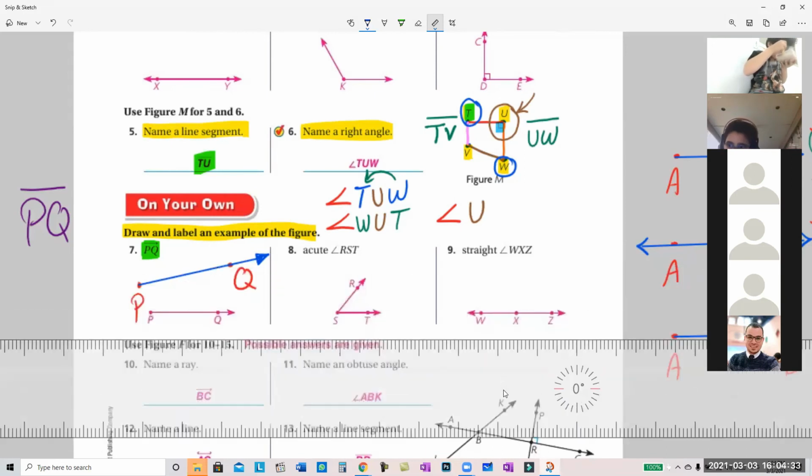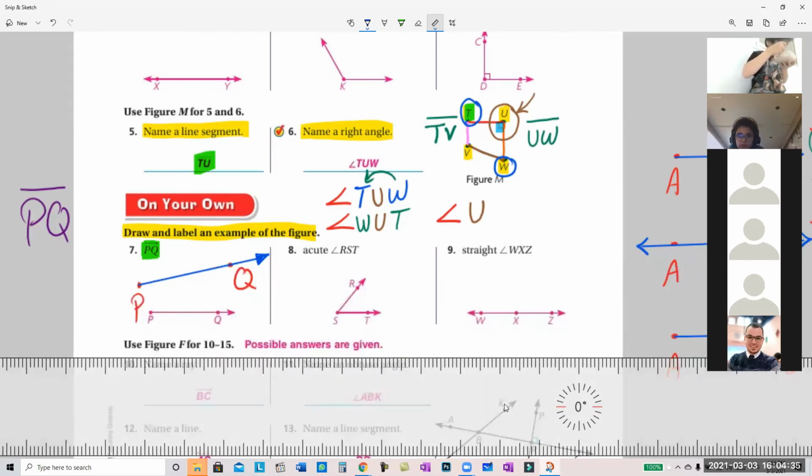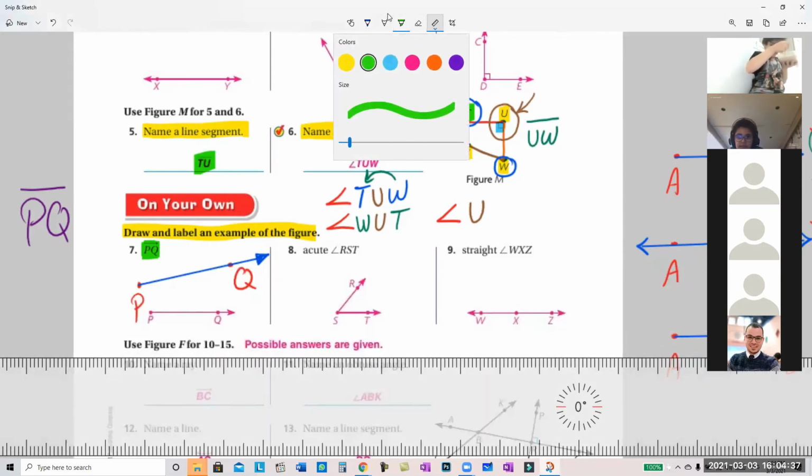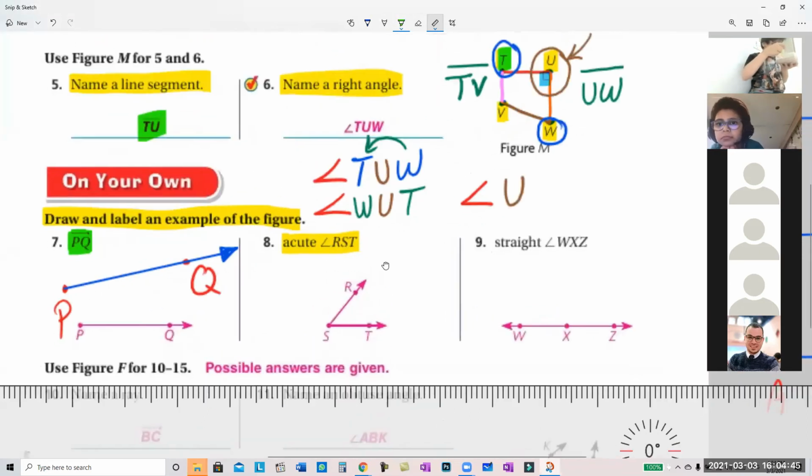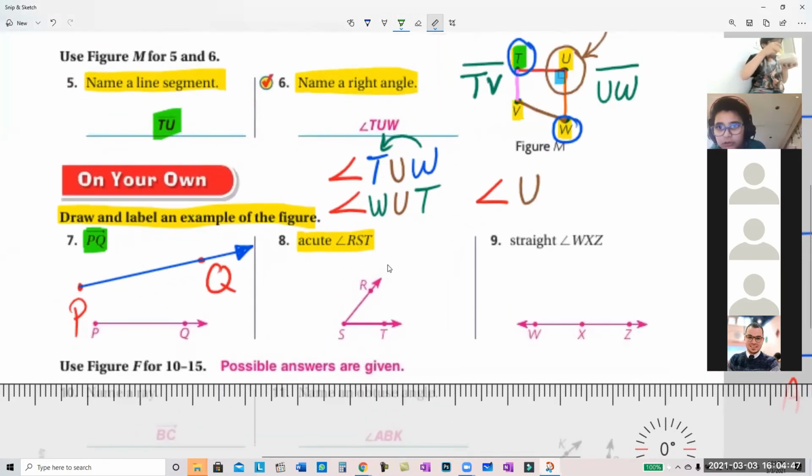The next one, number 8. How can we draw an acute angle RST? The first thing you have to look at is the middle letter. What is the letter in the middle? S. So that's where we're going to start from, because that's our vertex.